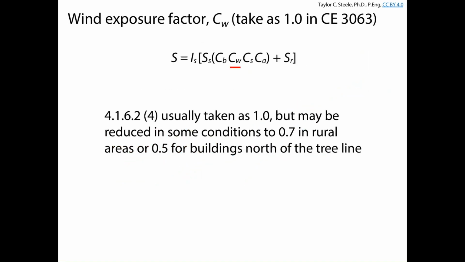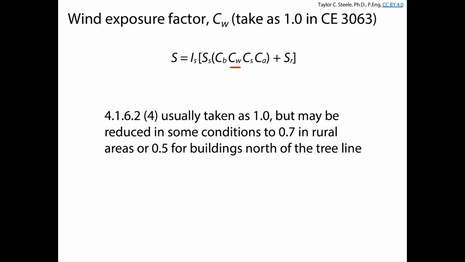That takes us right into the wind exposure factor, and for this course, we're going to take it as 1. And the reason for that is, for the most part, we're working in urban areas. And sentence 4 of 4.1.6.2 of the building code says this is usually taken as 1, but you could reduce it to 0.7 in rural areas. In rural areas, you have fewer buildings around it. You have a building in the middle of nowhere, surrounded by nothing but trees. You can use 0.7. More wind is likely to blow some of that snow off the roof. Or north of the tree line, you can actually reduce it to 0.5.